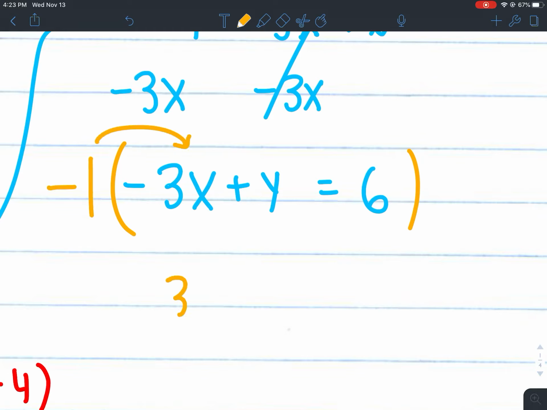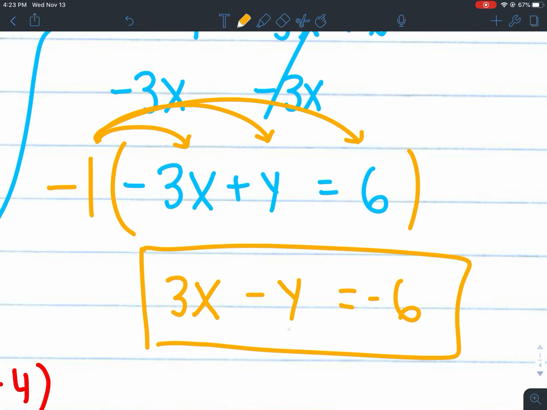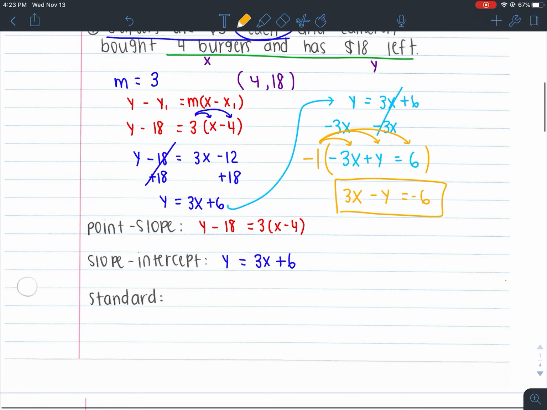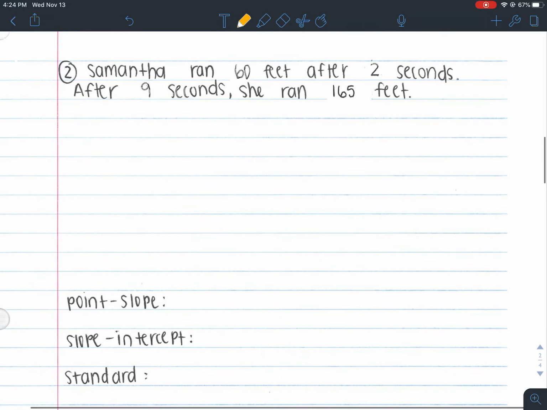So I have negative 1 times negative 3, going to be positive 3x. Negative 1 times y is just going to be negative y, or negative 1y. And then negative 1 times 6 is going to be negative 6. You can write the 1 in front of the y if you'd like, but I prefer to leave it off, and it's just a little bit simpler and easier to see. So that's going to be our last form that we need. That's our standard form there. All right, moving on.